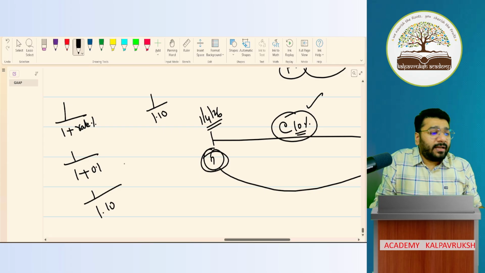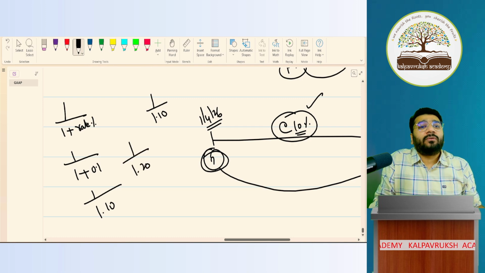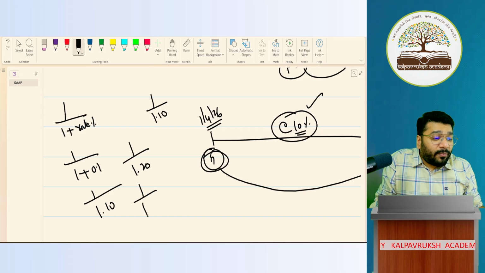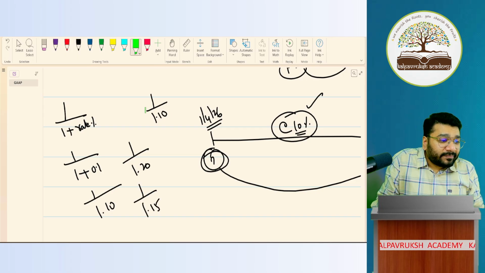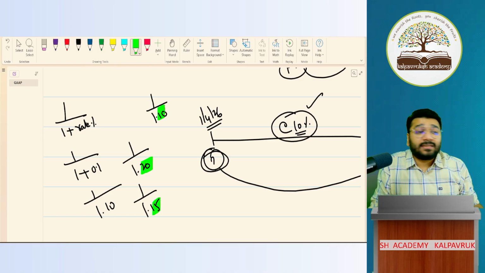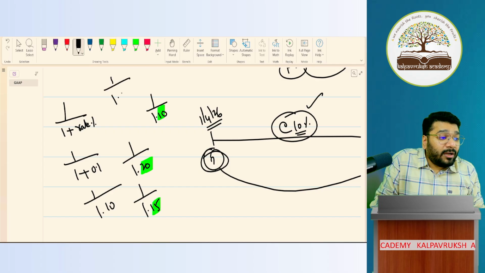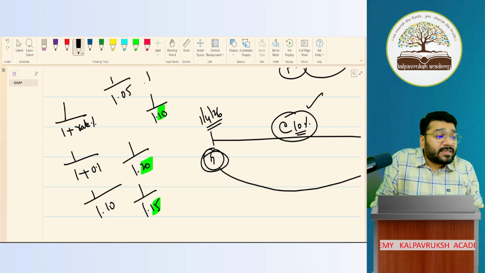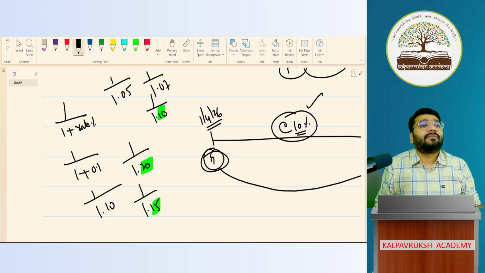Sir, if it is 20% now, 1 divided by 1.20. It is 15% now, 1 divided by 1.15. So what is changing? This is changing. If it is 5%, it means 1 divided by 1.05. 7% means 1 divided by 1.07. Got it, not got it?